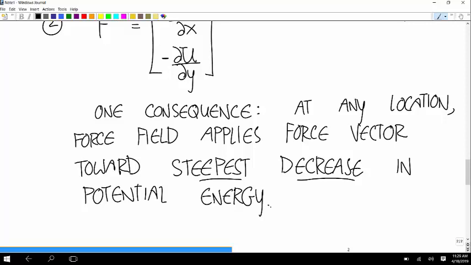And at every instant, the weight force is applying a force vector toward a decrease in potential energy. Gravity is trying to make things go that way. If the only thing acting on this object is gravity, gravity is going to make its potential energy decrease.